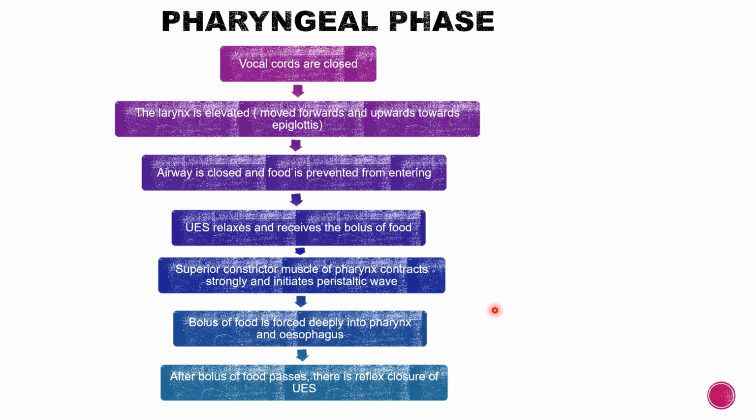Then the vocal cords close, the larynx elevates, and the airway is closed. No food can enter the airway now. Simultaneously, or a little bit after that, the upper esophageal sphincter relaxes and food passes from the opening of the pharynx to the esophagus with the help of the contraction of the superior constrictor muscles of the pharynx. Okay. Now as soon as the food goes deep into the esophagus, the upper esophageal sphincter closes. This was the pharyngeal phase.